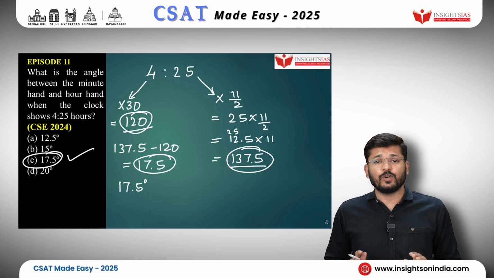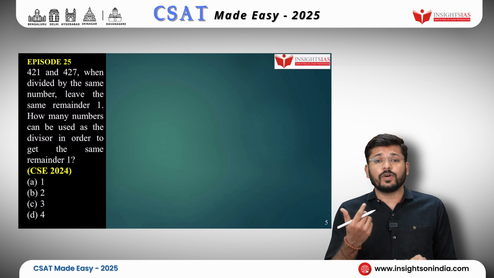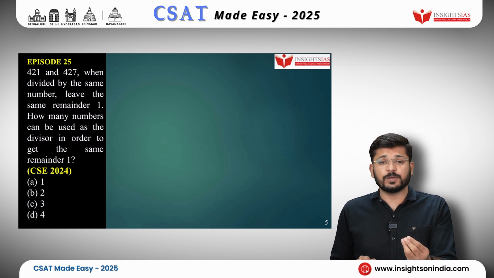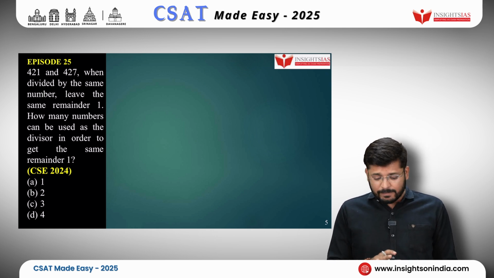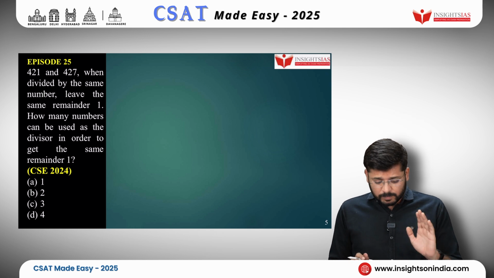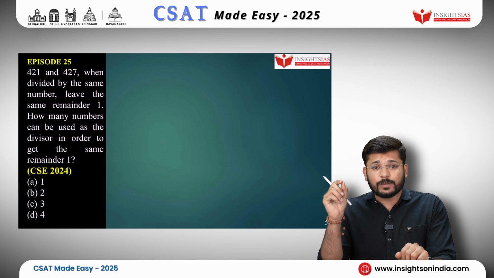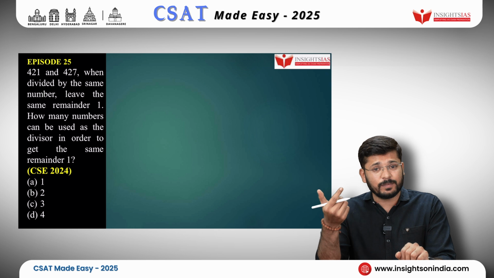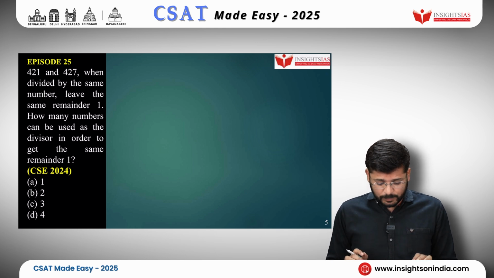Okay. And one more correction we want to issue. For the homework question of episode 25, the solution was given in episode 26. There was a minor mistake in that one, so we will set it right here. We shall solve this one once again. The question is based on HCF and LCM. Let's read the question now. 421 and 427, when divided by the same number, leave the same remainder 1. How many numbers can be used as the divisor in order to get the same remainder 1?